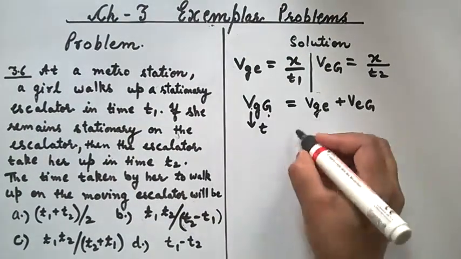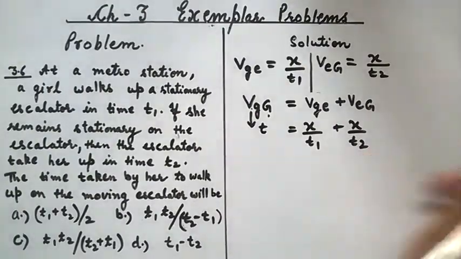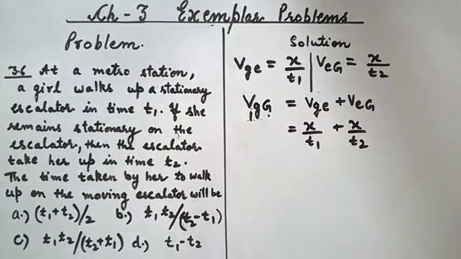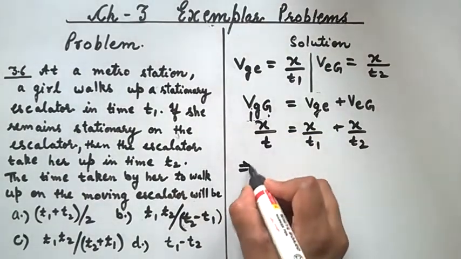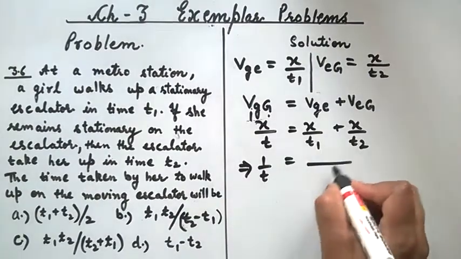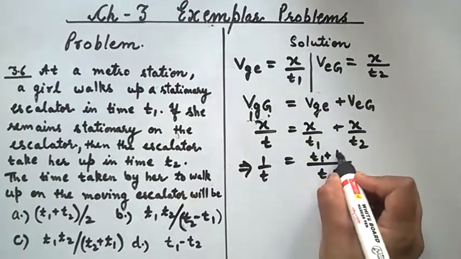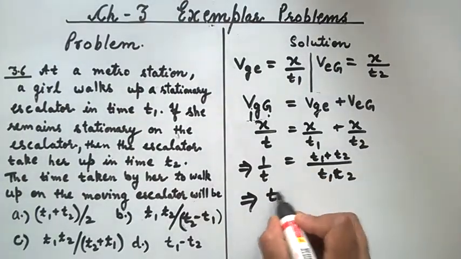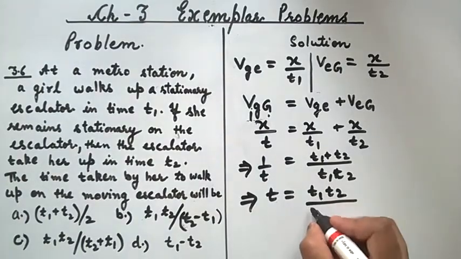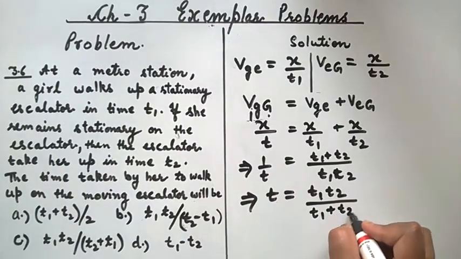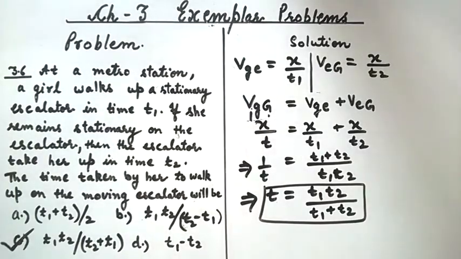So let's substitute the values. Here it is equal to x by t1 plus x by t2, and displacement upon the time is equal to 1 by t, which gives t1 t2 upon t1 plus t2. So the time taken by her is t1 t2 upon t1 plus t2. So here option C is the correct one.